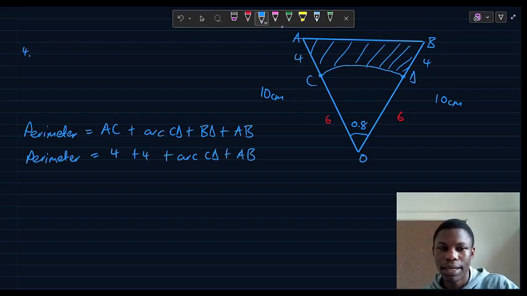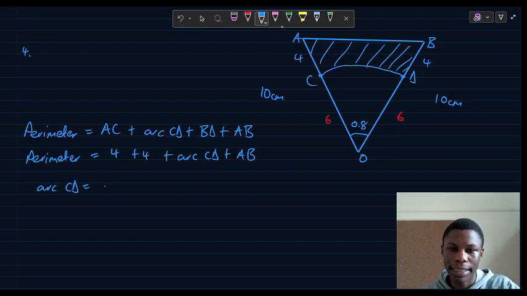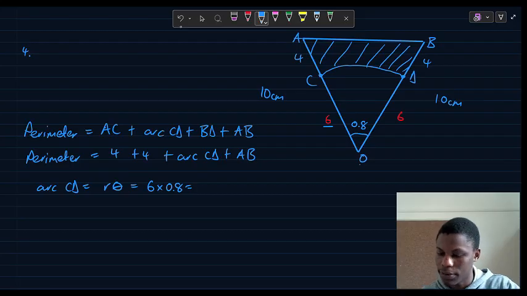We can start with arc CD. We know that the formula for arc length as given in the MF19 is r theta, right? So arc CD is coming from a circle with center O, radius 6, and our angle is 0.8. So arc CD is just 6 times 0.8, which is 0.8 times 6. That's 4.8. That's arc CD.